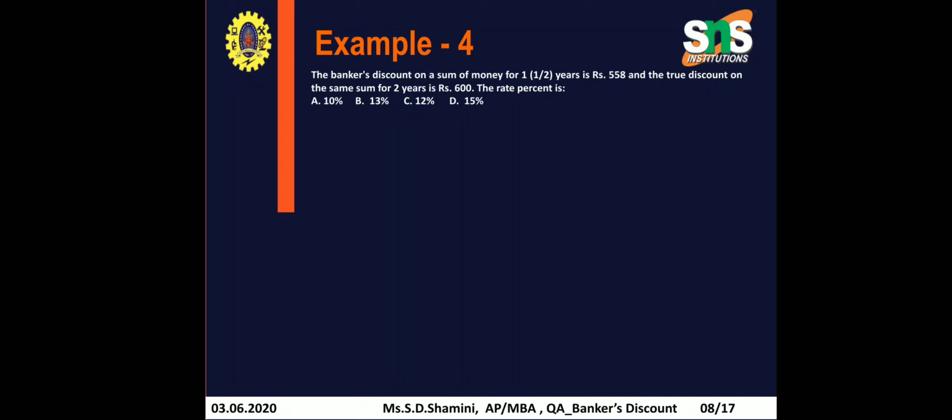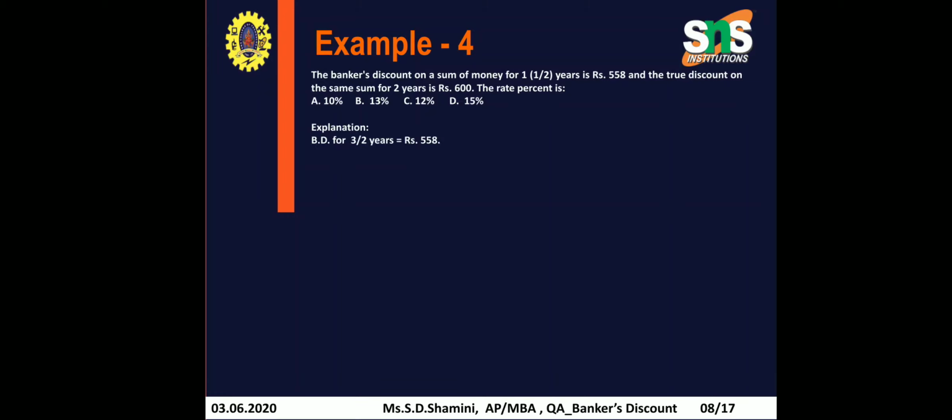on the same sum for 2 years is 600. So the true discount is 600 rupees, and for this the time period is 2 years. Okay, but the rate of interest is the same for both the banker's discount and the true discount, but the amount and the time have been different.